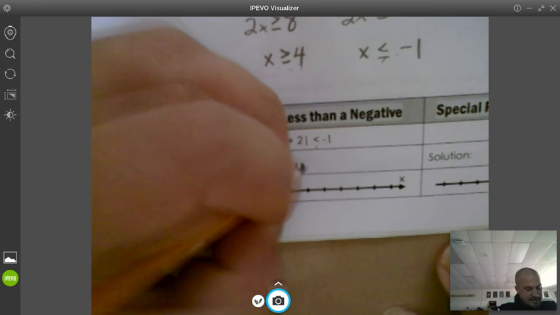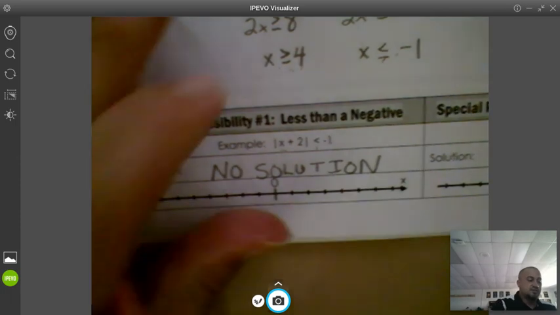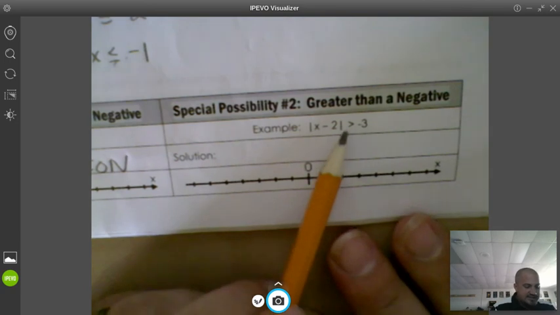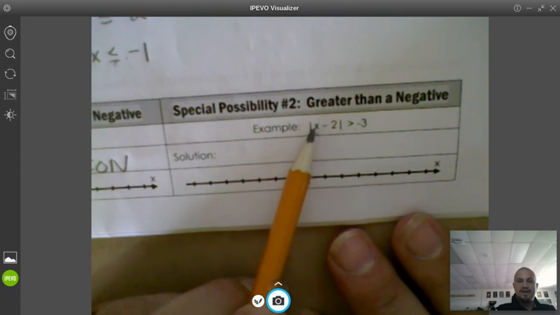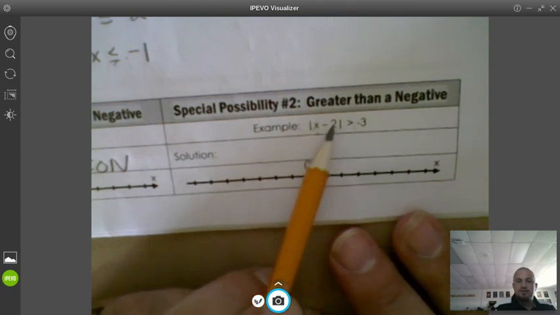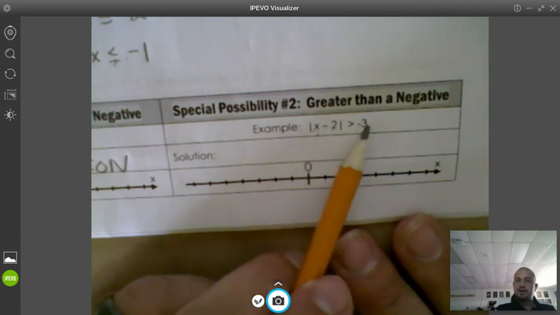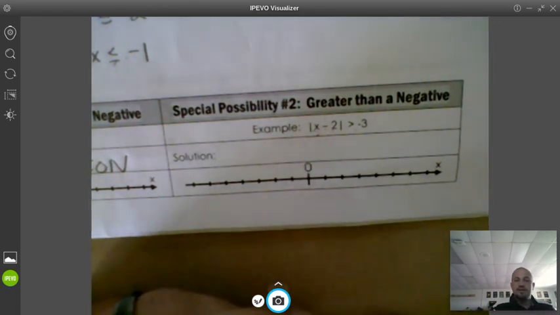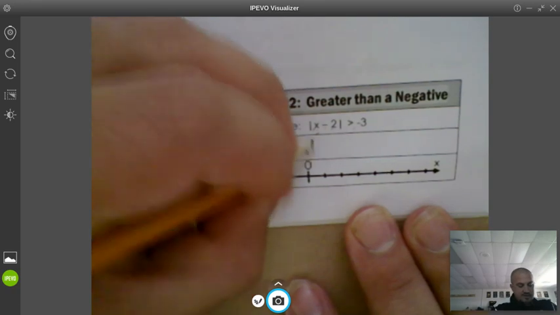So if you've ever isolated absolute value by itself and you get it less than a negative, there is no solution. Now, if the absolute value is greater than a negative, in this case, any number I put in here will give me a positive. So if I put in negative 20, well, negative 20 minus 2 is negative 22. The absolute value of negative 22 is positive 22, and that's greater than negative 3. Doesn't matter what number I put in for x, it's going to be greater than negative 3 when I take the absolute value of it. So my solution is all real numbers. So it would be everything.